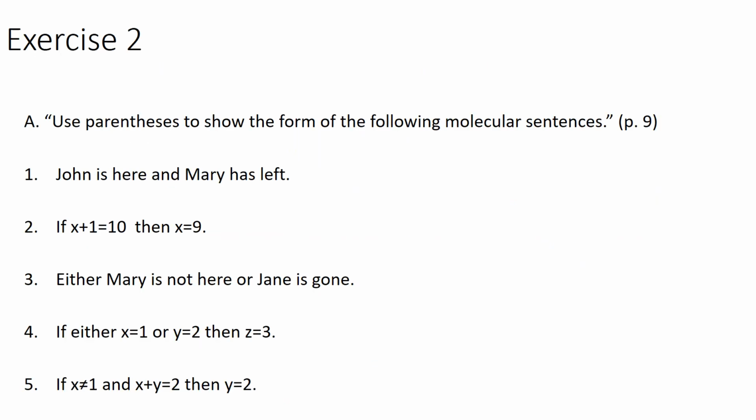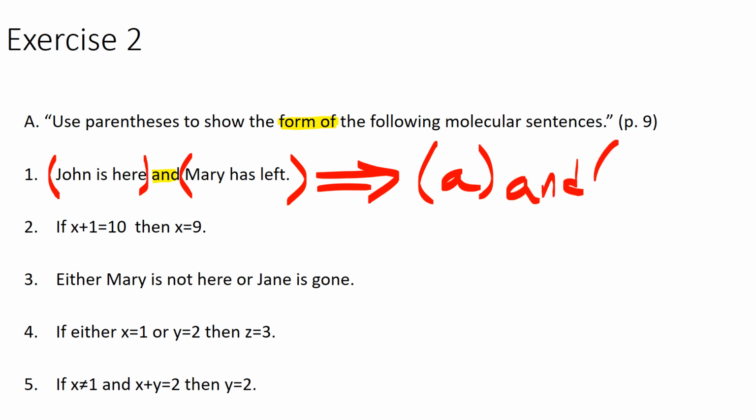Together, let's work on exercise 2, part A, from page 9 of the Suppes and Hill textbook. We're to use parentheses to show the form of the following molecular sentences. Sentence 1 tells us John is here and Mary has left. We have the sentential connective and. This means we have a conjunction, and is certainly therefore a molecular sentence. But within that molecular sentence, we have two atomic sentences. We have John is here, and we have Mary has left. In other words, we might think of this as A and B. That's the general form.